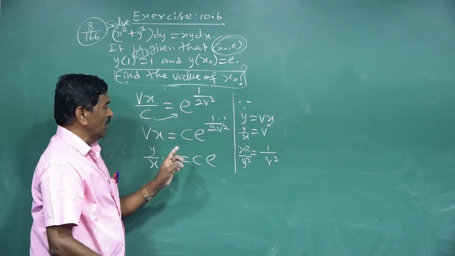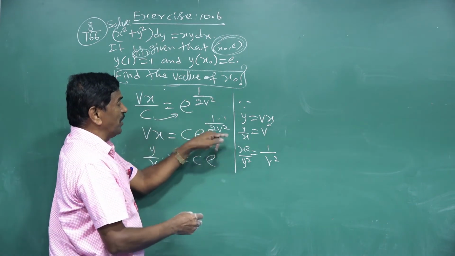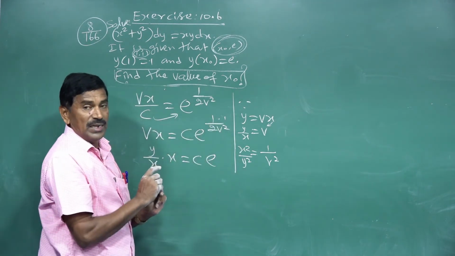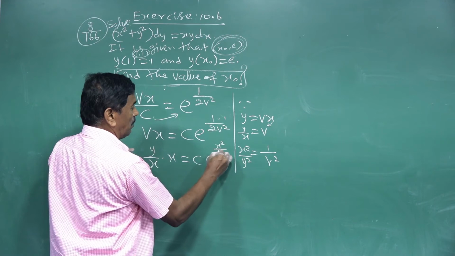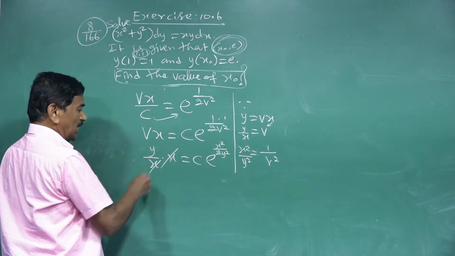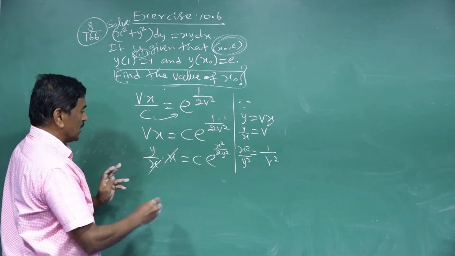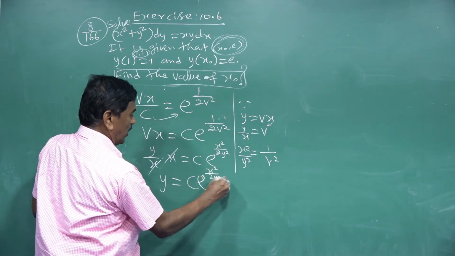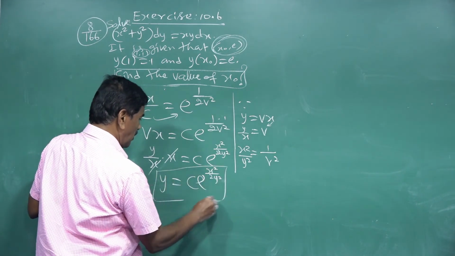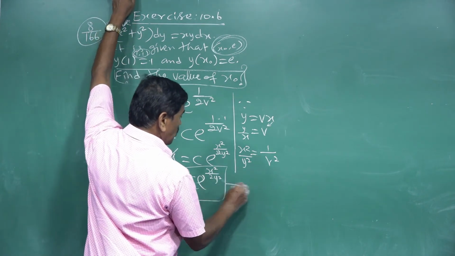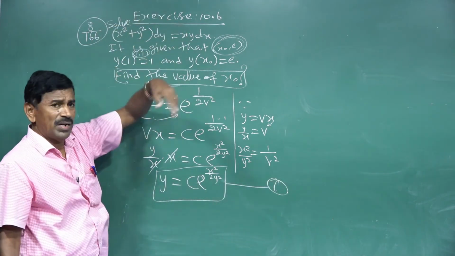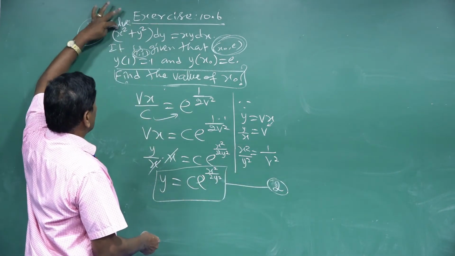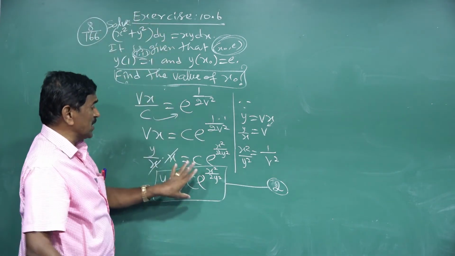Now write it directly. Yes, c into e power 1 by 2v square becomes x square in the numerator, x square by 2y square, that is important. So x square by 2y square, that's all. Now on the left hand side, yes, x cancels. So y is equal to c into e power x square by 2y square. So this is a solution of the equation. There is no name until now, so let it be, no, already equation number 1 is available. So that is why it is equation number 2. Solving the equation means it is the answer. Solve the equation means answer over.